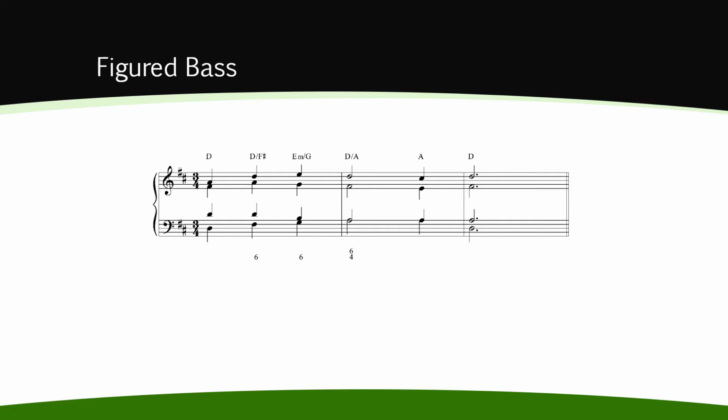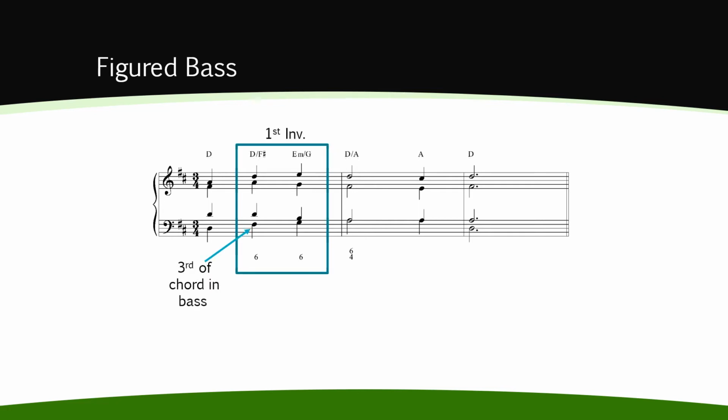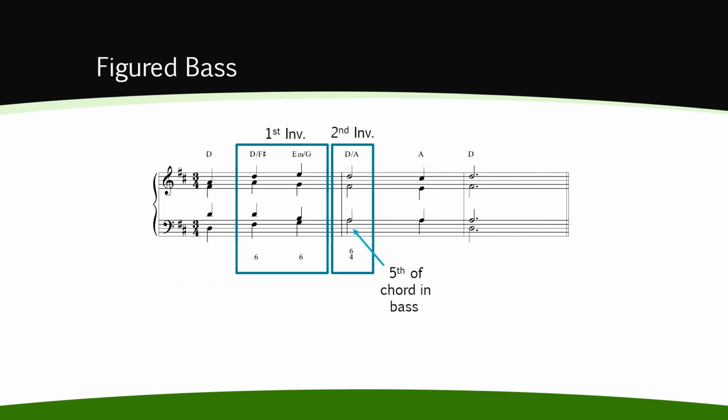Let's compare our bass figures with the macro analysis. The second and third chords are both in first inversion. The fourth chord is in second inversion. Look at the figured bass for these chords. Both first inversion triads have a 6 in the figured bass. The second inversion triad has a 6 and a 4 in the figured bass. This pattern could continue for any triad in these inversions.